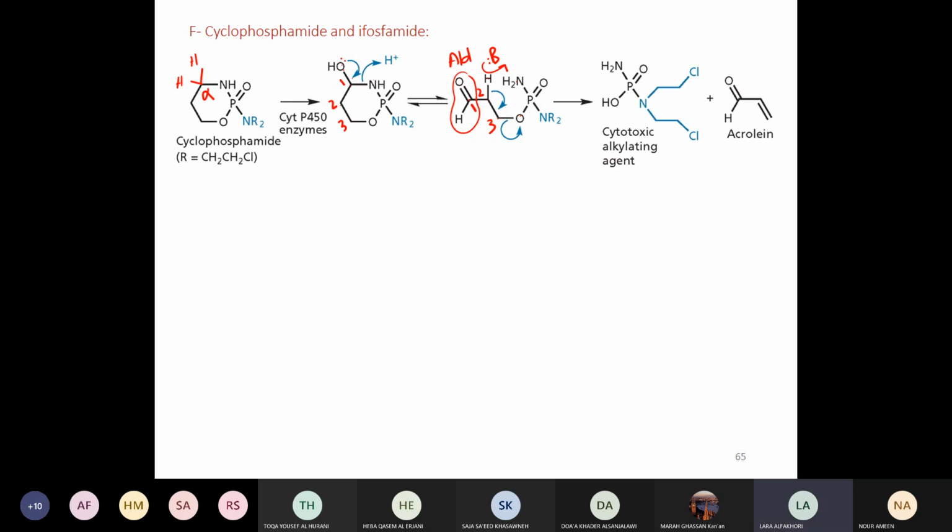Now what do I have? This metabolite, where the alkyl chain has left in the form of acrolein, and this alkylating agent. Now this compound can form the aziridinium ion. So what is the difference between it and the starting material? Now I have enough electron density on the nitrogen to attack the electrophilic carbon that has the chlorine on it.